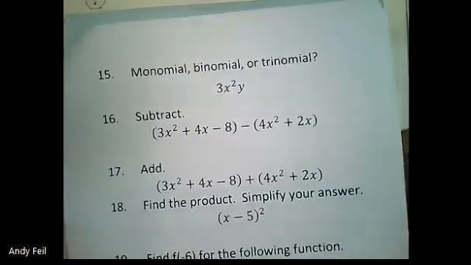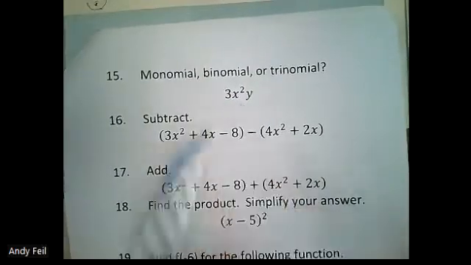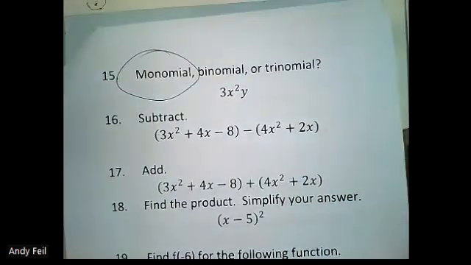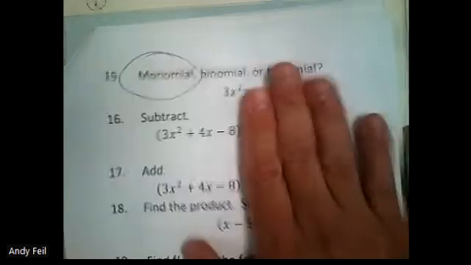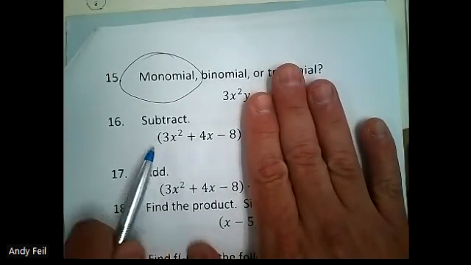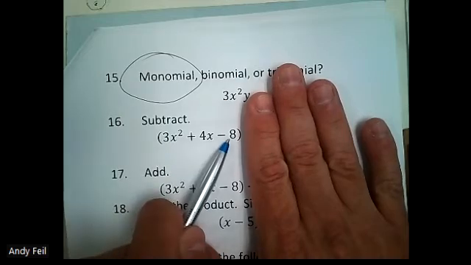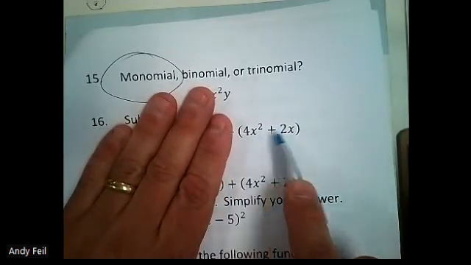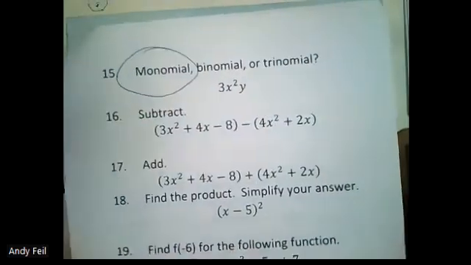All right, let's see. These are some older problems. What do you think about this one? Monomial, binomial, or trinomial? How come? There's no plus or minus. What if I just gave you this thing here? What would you say? Trinomial, 1, 2, 3, right? What about that one? Binomial, 1, 2. Okay. All right, number 16.